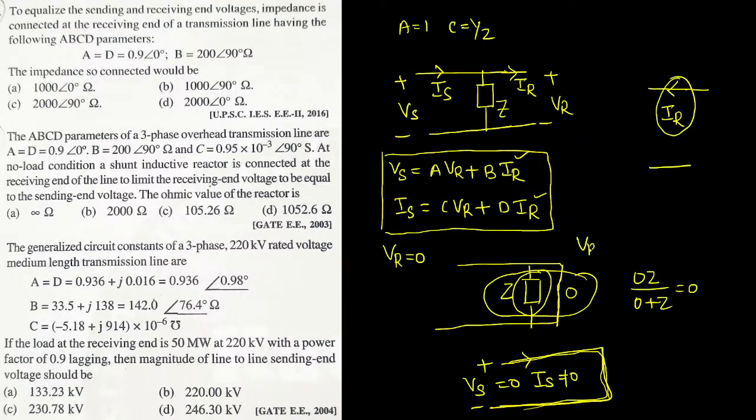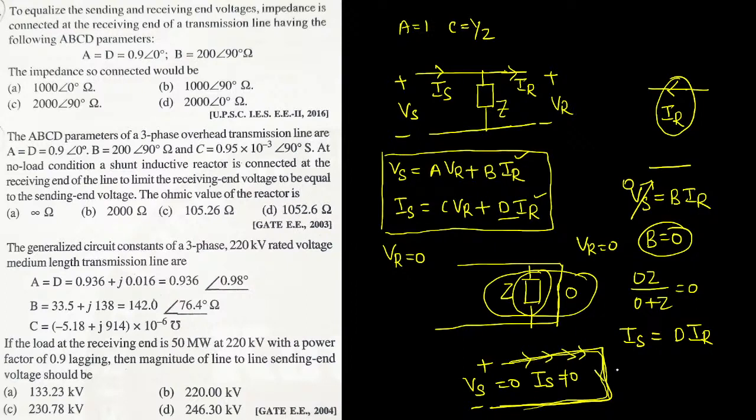When we make the receiving end voltage 0, the sending end voltage Vs will become equal to B times IR. Since the value of Vs will become 0, I can say the value of B will be 0. First conclusion. Next, for the second parameter D, I can write the expression Is equal to D times IR. If you observe the circuit carefully, this is the sending end current going, and here at the receiving end we are passing a current called the receiving end current. Are the sending end current and receiving end current the same in this case? Yes, they will be the same. It means the value of D will become 1. So finally we found the value of ABCD of the given new network.